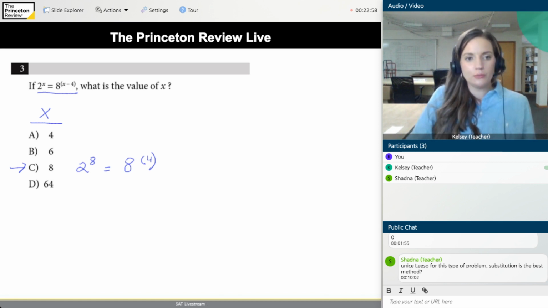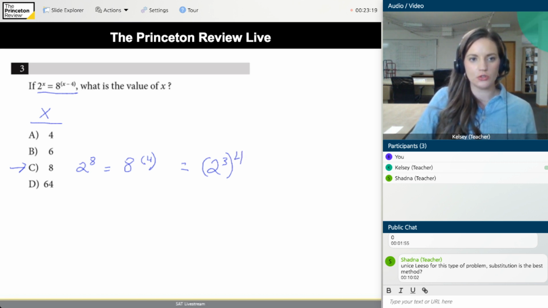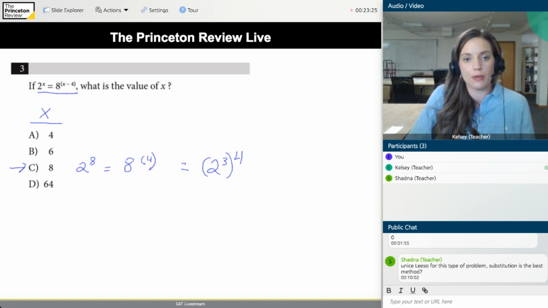Well, if you remember, 8 is equal to 2 cubed. 2 times 2 times 2 is equal to 8. So let's rewrite this. Instead of the number 8, we want to see 2 cubed. That's replacing our number 8 there. And that is still to the power of 4. So is 2 to the 8th equal to the same number as 2 cubed to the power of 4?